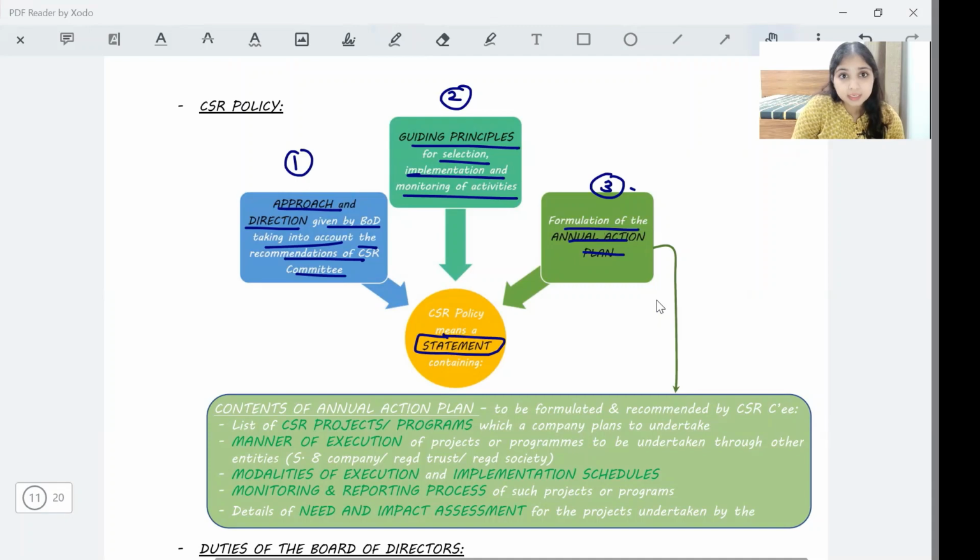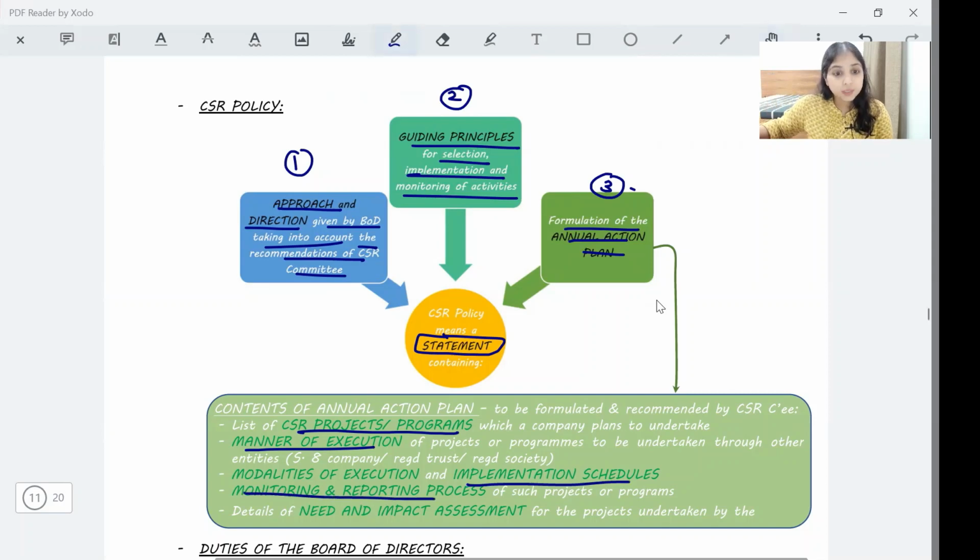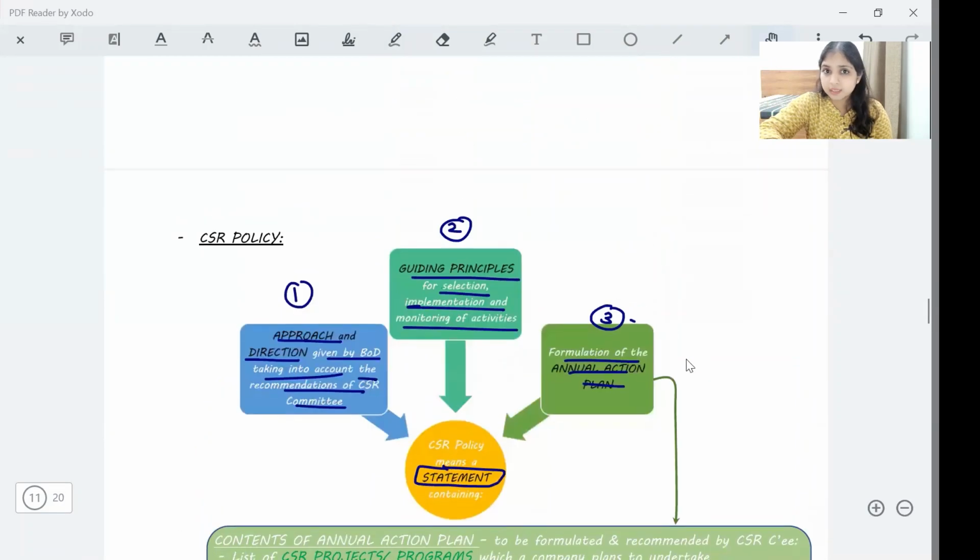What will the CSR policy contain? It will contain what approach the board of directors are going to follow in relation to CSR. What are the principles they are going to follow, on the basis of which they decide which CSR activity to do and which not to do. And number 3, a formal annual action plan. The formal annual action plan will contain all the CSR projects and programs, what activities the company is going to do during that year, the manner in which those activities are going to be executed, the implementation schedule, which activity will be done when, the monitoring and reporting process, and need and impact assessment. You will see this need and impact assessment a little later.